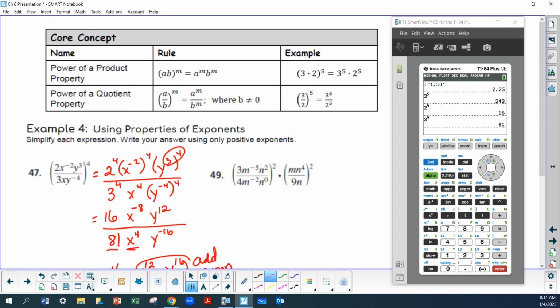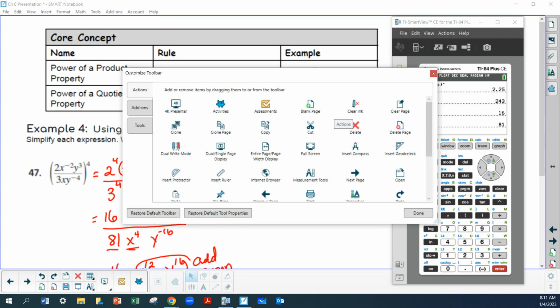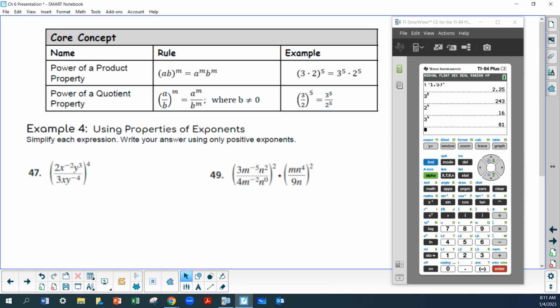All right, I'm going to clear my screen, but I don't have a clear screen button, so let's get one on. All right, now I do. All right, 49.